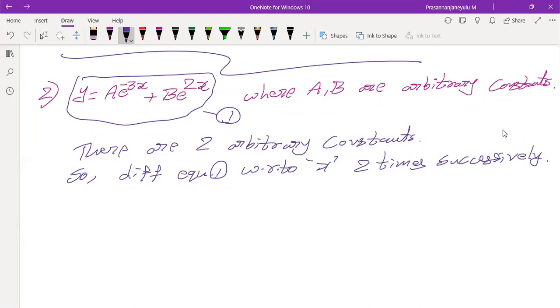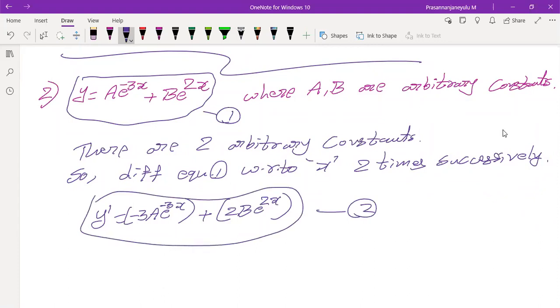If we do one-time differentiation, y dash, I am writing just for the purpose, y dash equals a into, what is the differentiation of e power minus 3x? Minus 3 e power minus 3x, this is the first term, plus b into, what is the differentiation of e power 2x? 2 into e power 2x is the second term. Writing it as equation number 2.